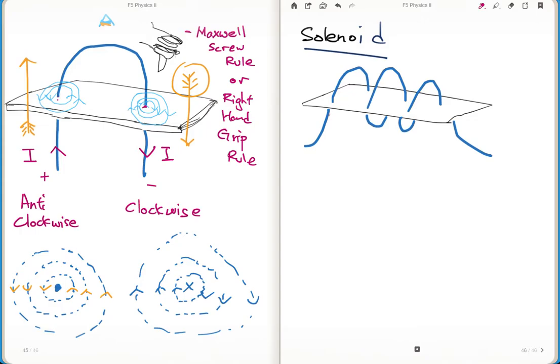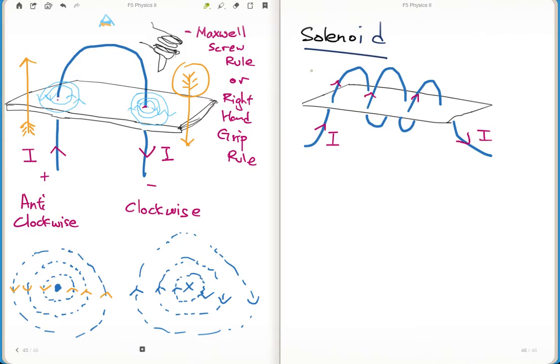So in the event that current goes in, goes around, goes up, down, and comes up from here, and then goes out from here. Solenoid is actually an arrangement of wire in a coil form, right? I think I showed you an actual model in the previous page, the opening of this chapter. So again, right-hand grip rule or Maxwell's screw rule.